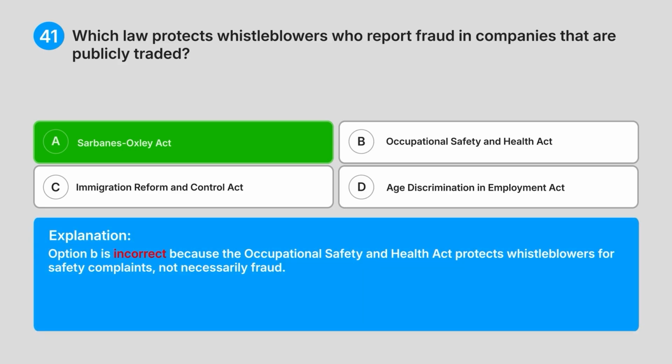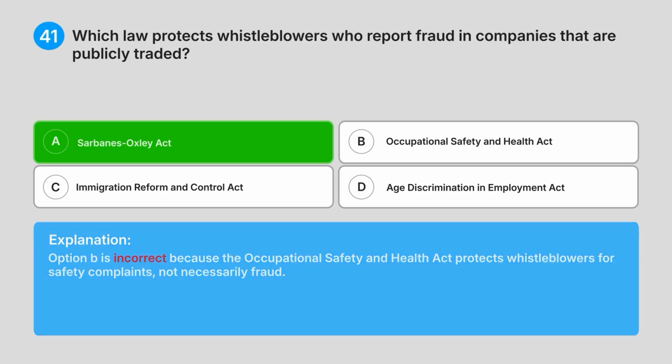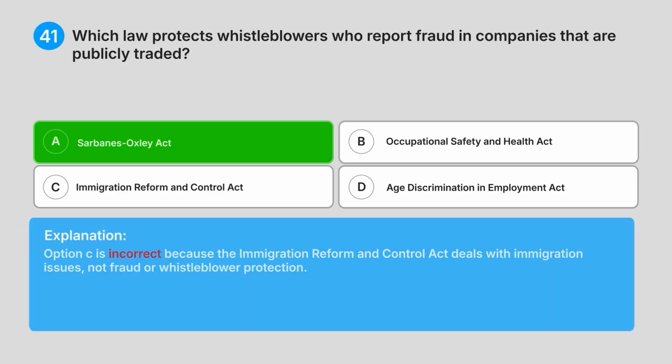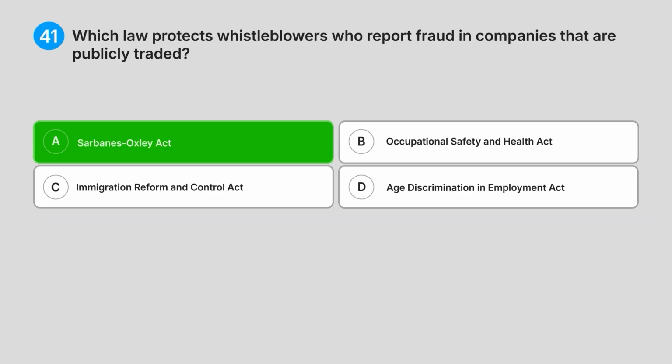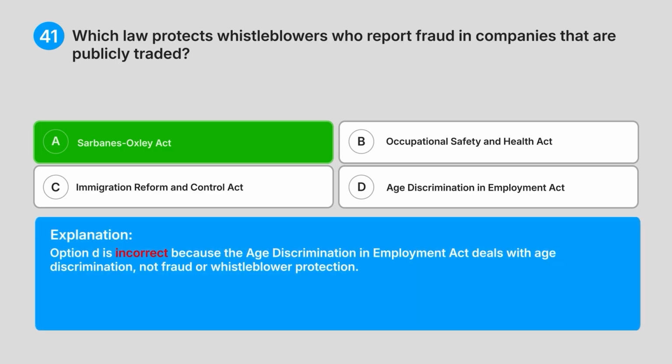Option B is incorrect because the Occupational Safety and Health Act protects whistleblowers for safety complaints, not necessarily fraud. Option C is incorrect because the Immigration Reform and Control Act deals with immigration issues, not fraud or whistleblower protection. Option D is incorrect because the Age Discrimination in Employment Act deals with age discrimination, not fraud or whistleblower protection.